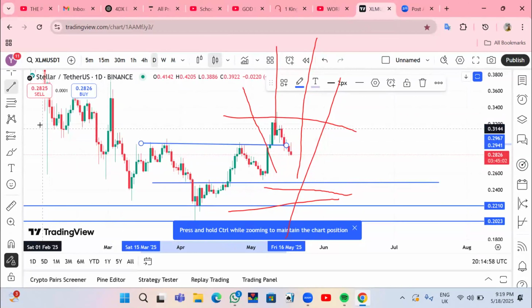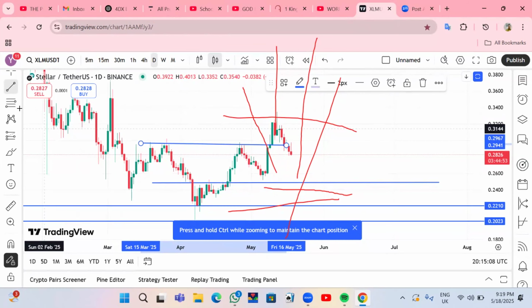Sorry for interrupting you. Are you saying that for the current resistance level that has been broken by the current trend, there's a possibility of a pullback up, or is it not going to retest the next support down there?